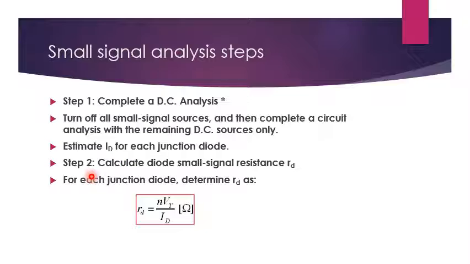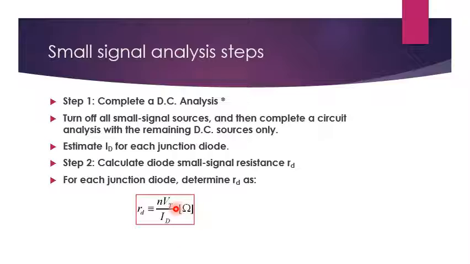And the next one, what is your step 2? Calculate the diode small signal resistance RD. Okay, so for each junction diode, determine what your RD is. RD represents a dynamic resistance. Okay, so the dynamic resistance we are going to calculate from the characteristic curve of a PN diode, right? Now, the dynamic resistance is given as eta Vt by Id.